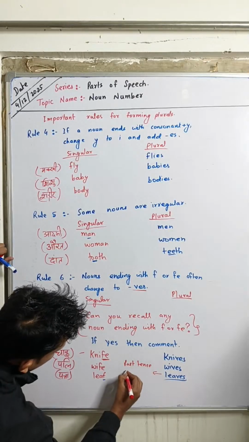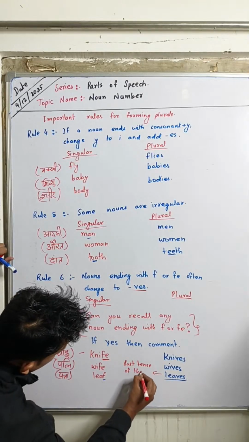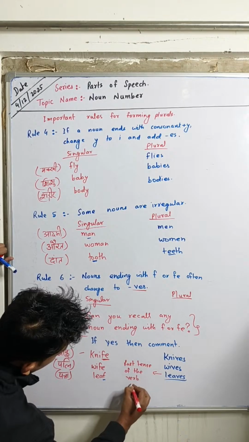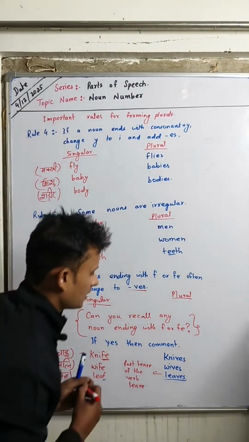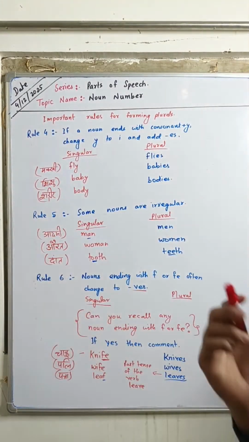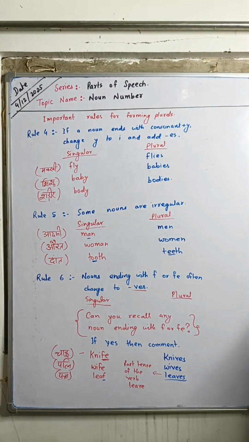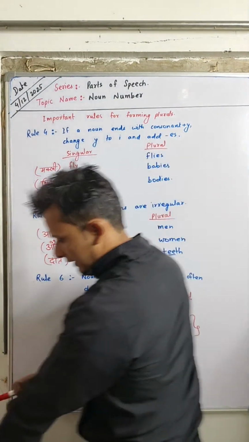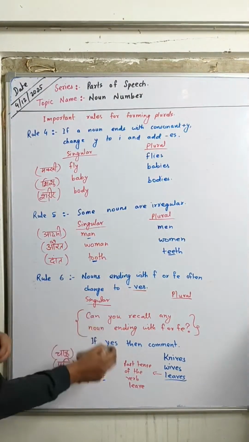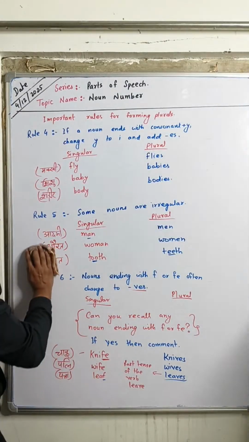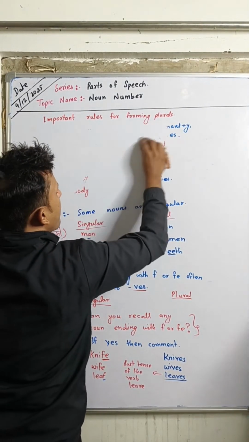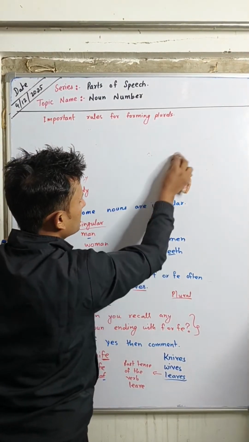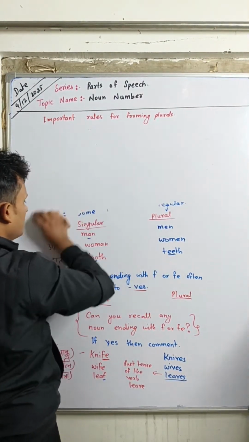a form of the verb leave, right? Okay, I'll discuss this while I clean the board. After cleaning the board, I will discuss that particular word, leave and leaves. Then we'll proceed to other important rules for forming plurals.